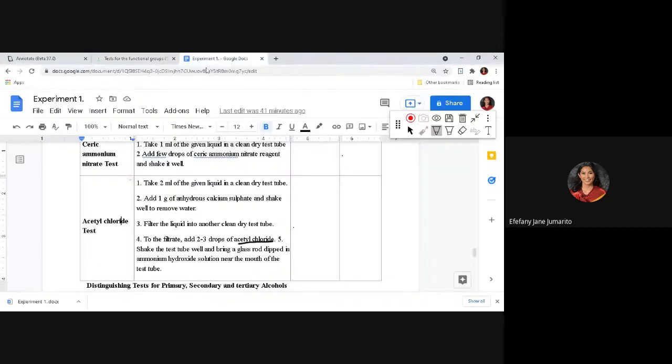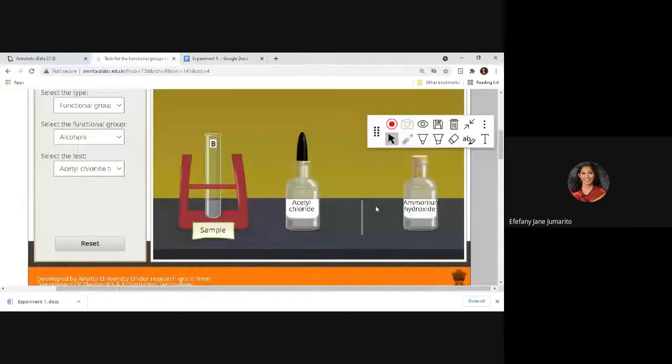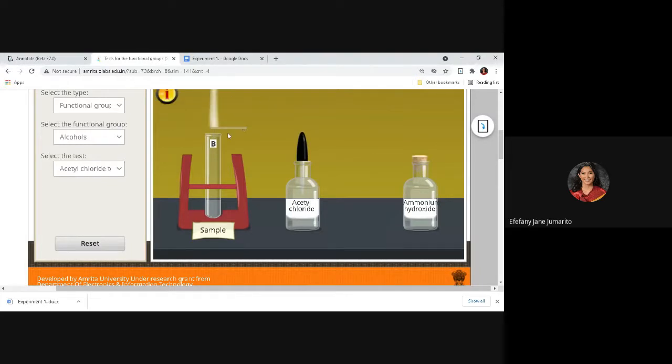Then, what we are going to do with the glass rod: bring the glass rod dipped in ammonium hydroxide. Okay, so this is your glass rod. Now we dip it in the ammonium hydroxide. After that, we bring it close to the test tube.